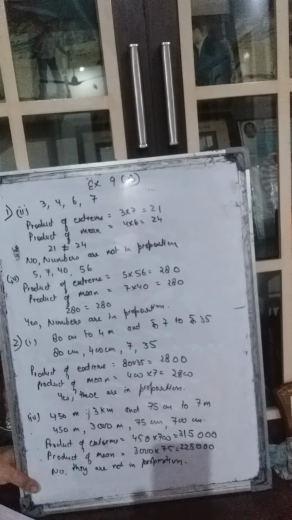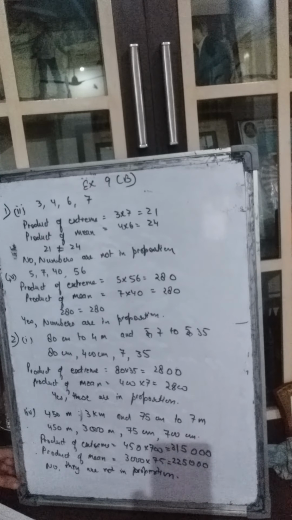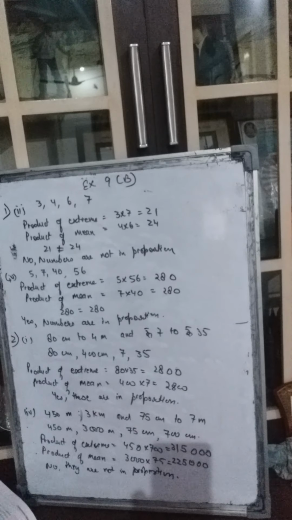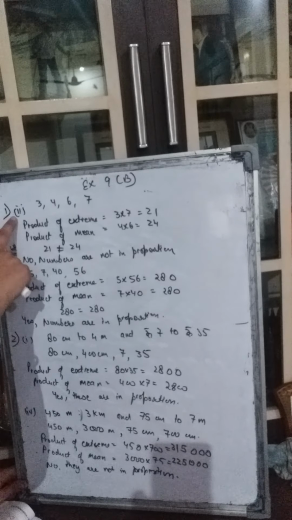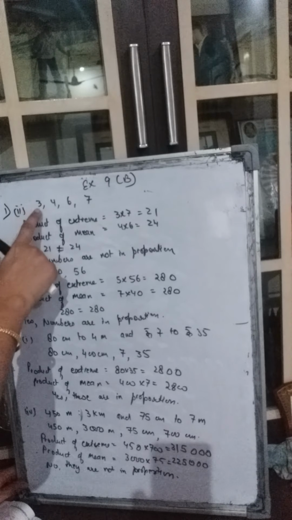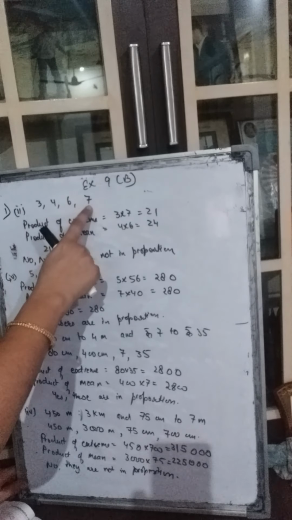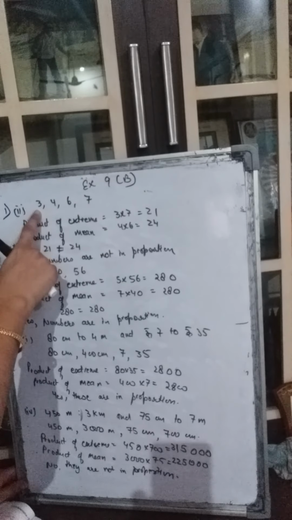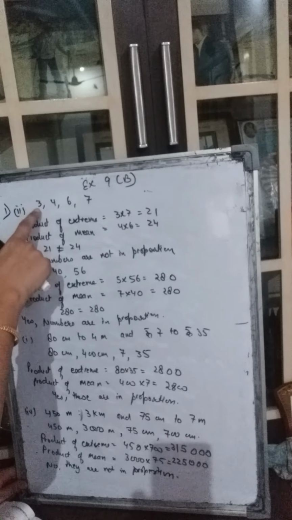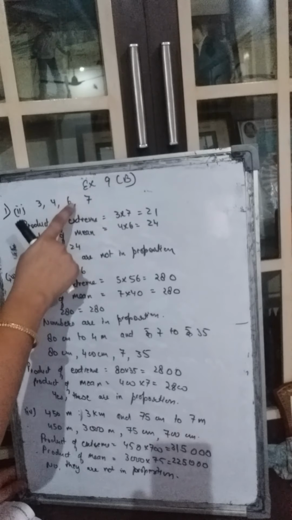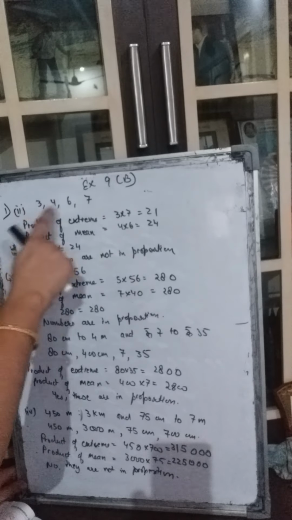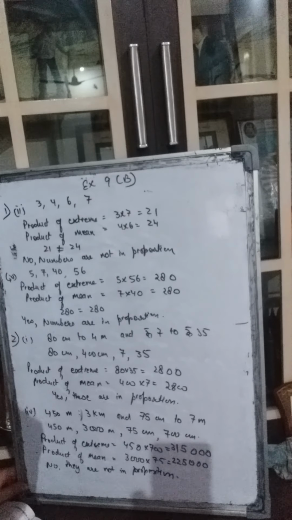Now girls, we come to the first question. The first question says that we have to determine if the following are in proportion. Okay, the numbers are given to you. Let's do the second part and the fourth part. The second part says the numbers are 3, 4, 6, 7. Please do not disturb the sequence in which the numbers are given. If you disturb the sequence, if you write 3 here and 7 here and then 6 and then 4, your answer will never come correct. Copy the numbers as they are given to you.